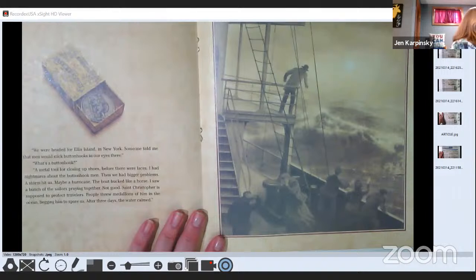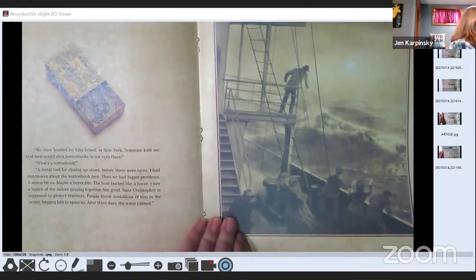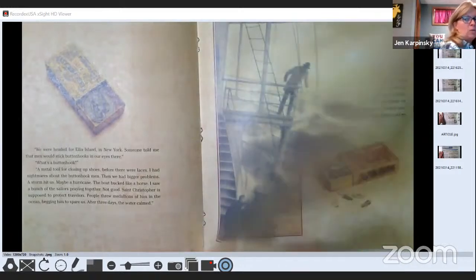Then we had bigger problems. A storm hit us, maybe a hurricane. The boat puffed like a horse. I saw a bunch of sailors praying together. Not good. St. Christopher is supposed to protect travelers. People threw medallions of him into the ocean, begging him to spare us. After 3 days, the water calmed.